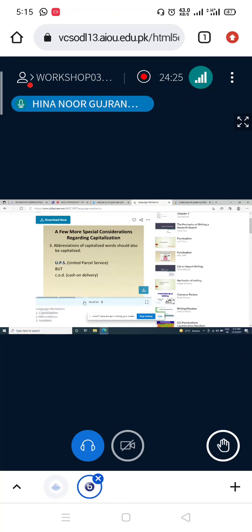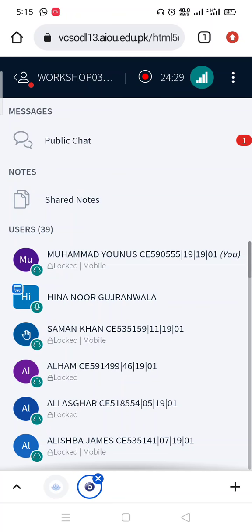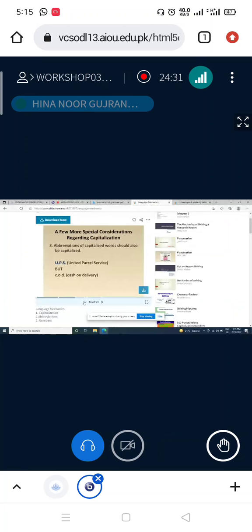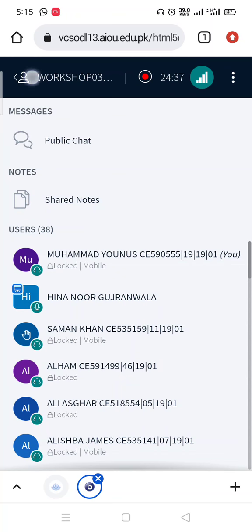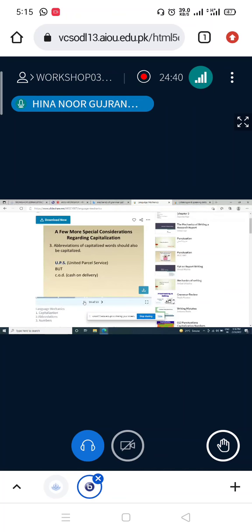A few more special considerations regarding your capitalization. Abbreviations of capitalized words should also be capitalized, like UPS. Whenever we are using abbreviations, like PEMRA, Pakistan Electronic Media Regulatory Authority, all these words in the abbreviations are capitalized. Whenever we are using abbreviations, they should always be capitalized.